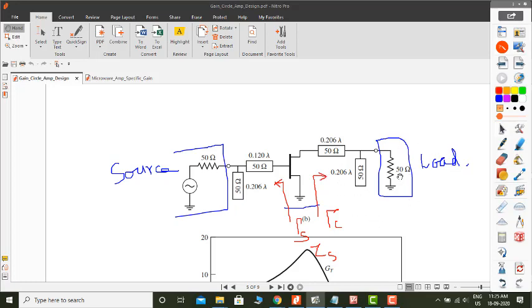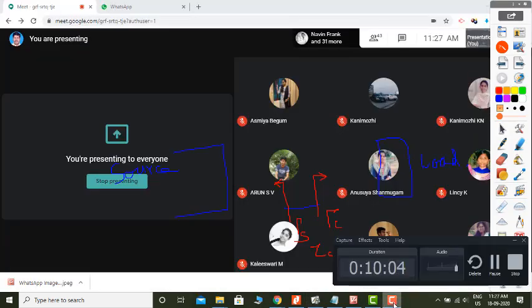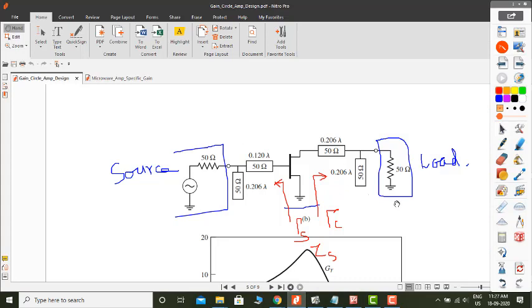And similarly, we have to realize the gamma L. That means we have to transform the 50 ohm load into the gamma L value. That is, the load impedance corresponds to the gamma L. This is what we have to do. For that, we are going to design a matching network, one at the source end, another one at the load end.